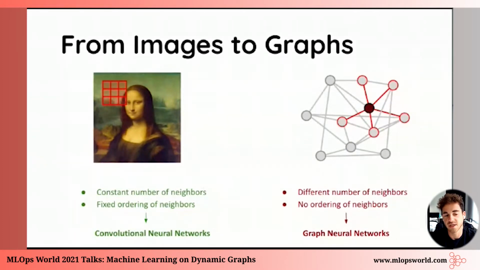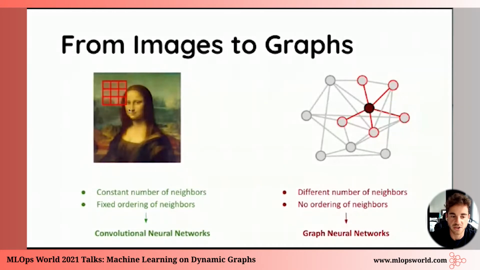A graph is not so different from an image, in the sense that an image is actually a specific case of a graph where each pixel is a node and you have edges between adjacent pixels. However, a graph being more general doesn't satisfy these properties. Instead, nodes have different numbers of neighbors. For instance, this node has 3 neighbors, whereas this node actually has 6 neighbors.